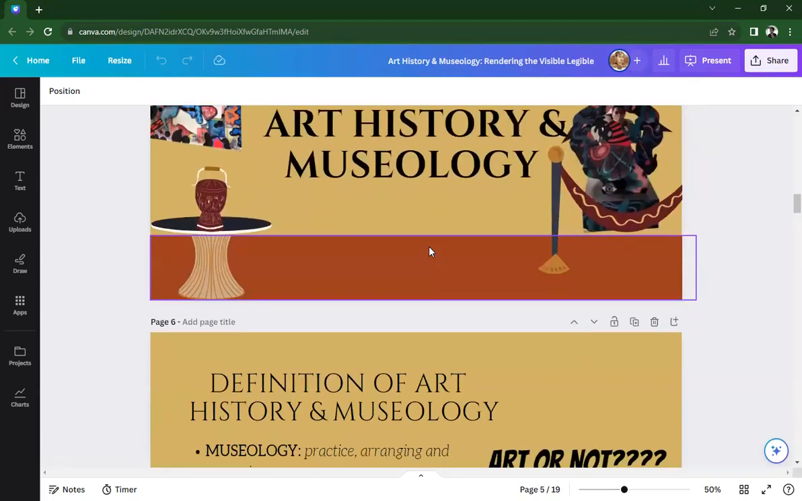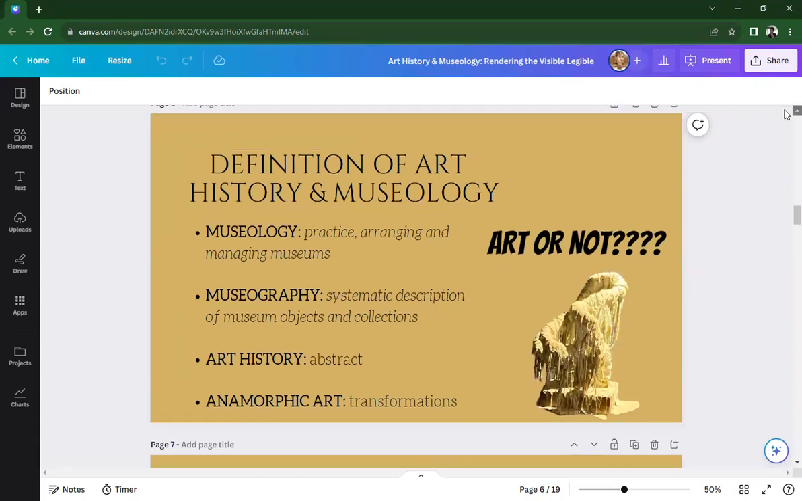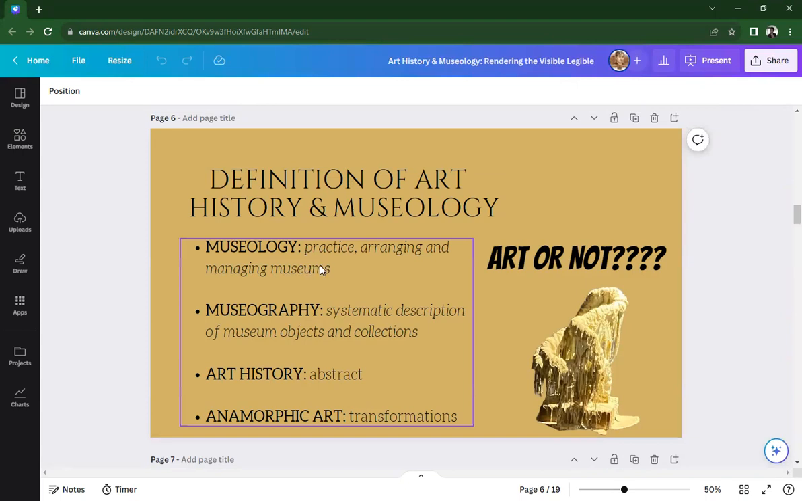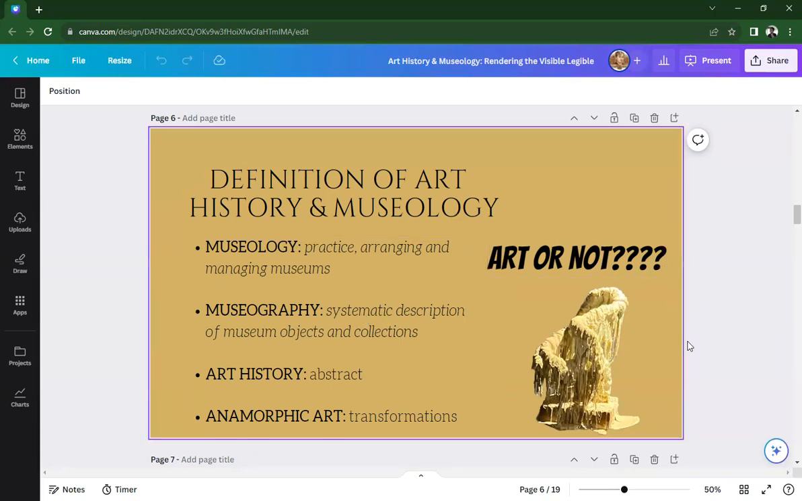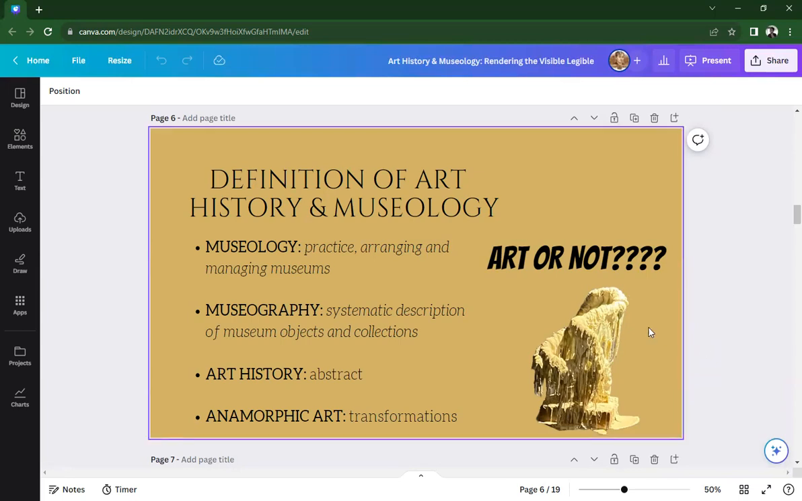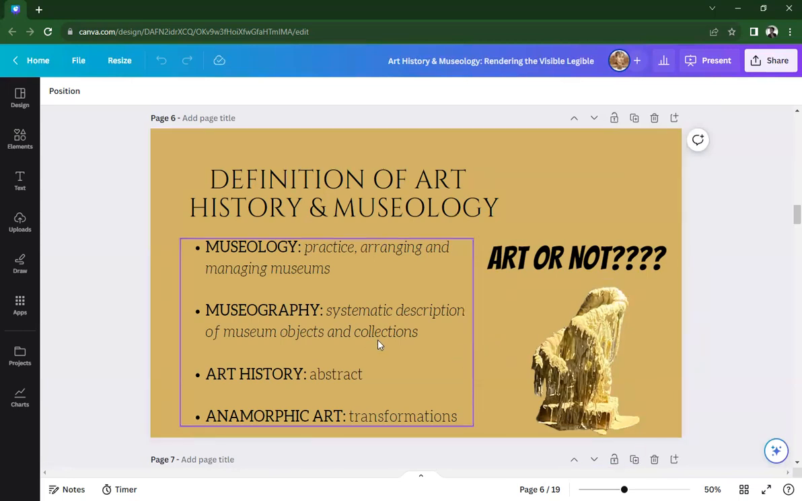So art history and museology has separate definition. And in museology, it is a practice and also an arranging and managing of museums. While museography, on the other hand, is a systematic description of museum objects and collections. So, these are writing of thematic descriptions, but also giving appropriate and also accurate descriptions. Therefore, you needed museum studies and also museum objects to be clearly identified. In art history, it is an abstract.